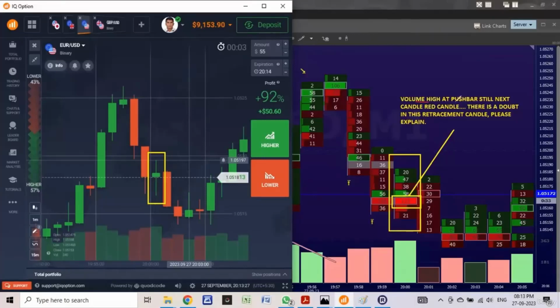Here, this one, volume high at the... There is a doubt in this retracement candle, sir. That is why I chose this one. Okay, there is a doubt in this retracement candlestick. So first of all, we need to understand this condition of the market.